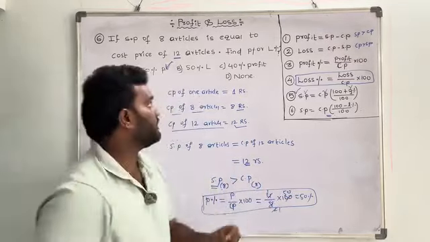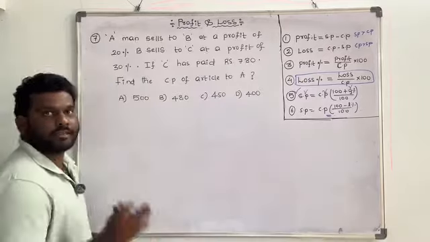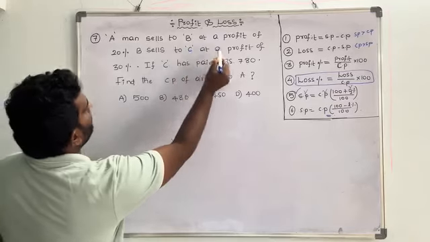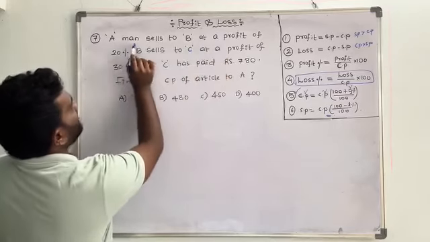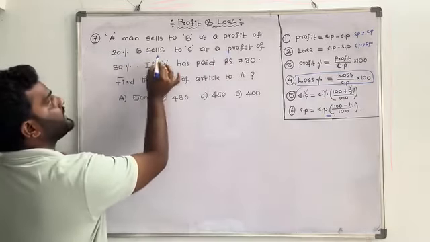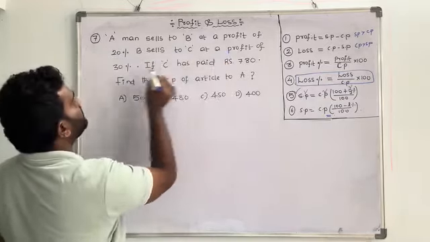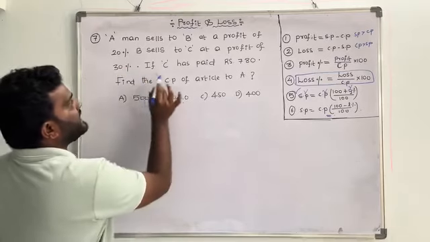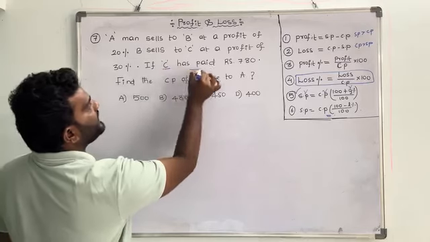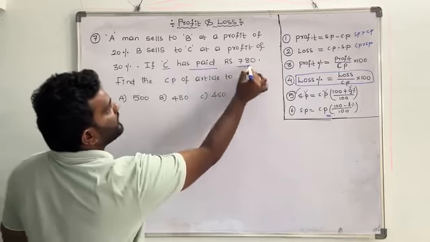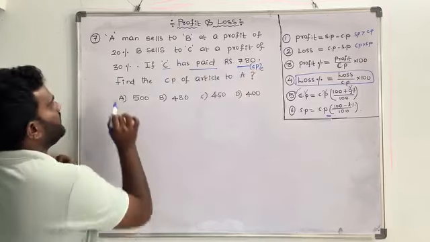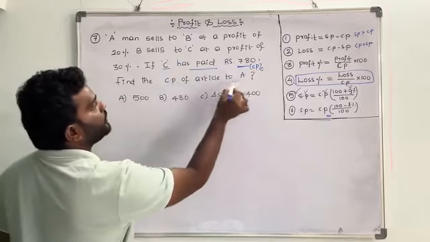Okay, let us solve the seventh question. A man sells an article to B at a profit of 20%. B sells to C at a profit of 30%. If C has paid rupees 780, this will become the cost price for C. Find the cost price of the article to A.